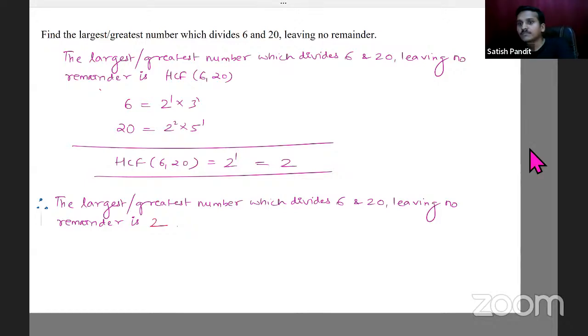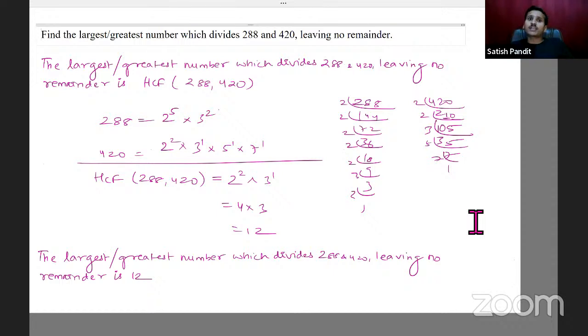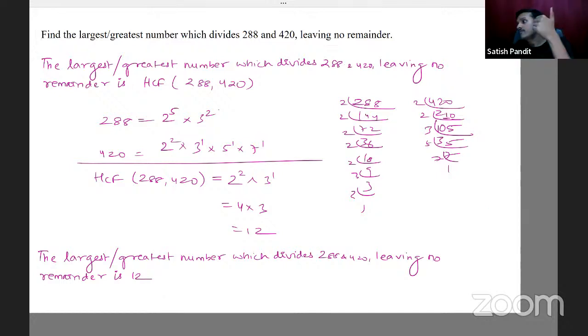Next question. Find the largest number or the greatest number which divides 288 and 420, leaving no remainder. Again, you have to find HCF here. So at home, please practice these questions, similar types of questions. You know you have to find HCF. If you keep finding HCF in class, we are wasting time actually. You should know the procedure and you have to practice at home. So the greatest or the largest number which divides 288 and 420, leaving no remainder, is the HCF. You find the HCF and then write the conclusion. That's all. Clear, everyone? Yes or no?